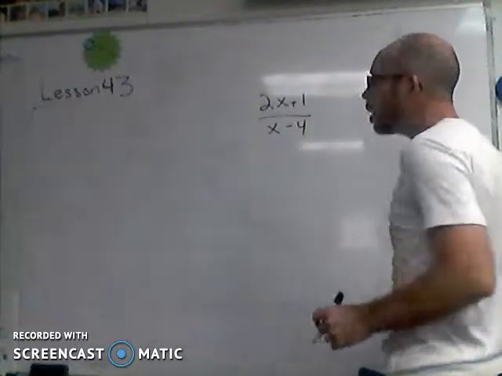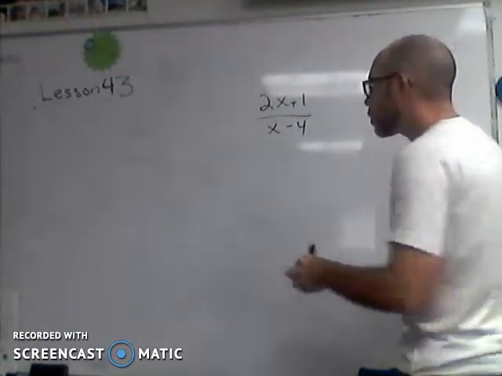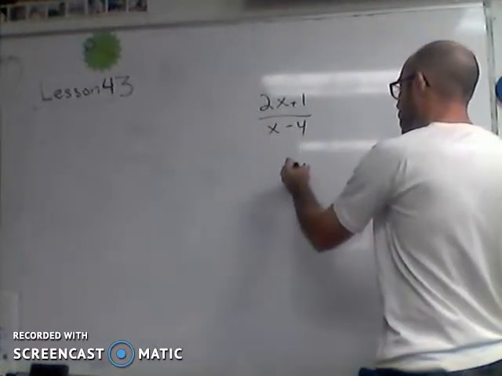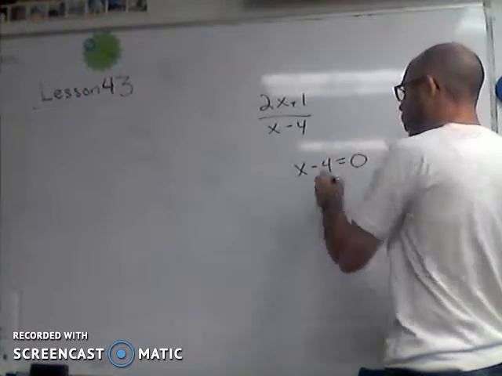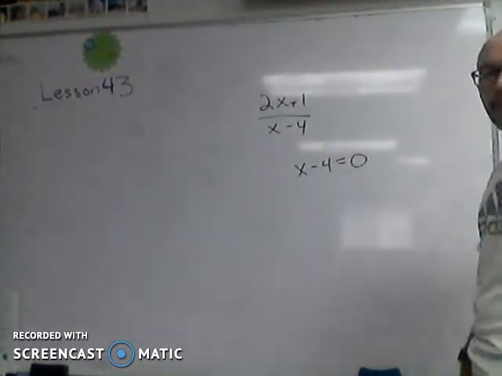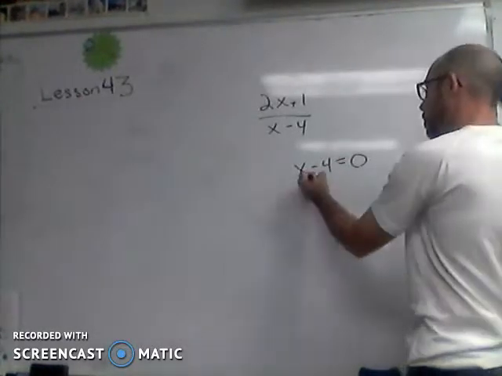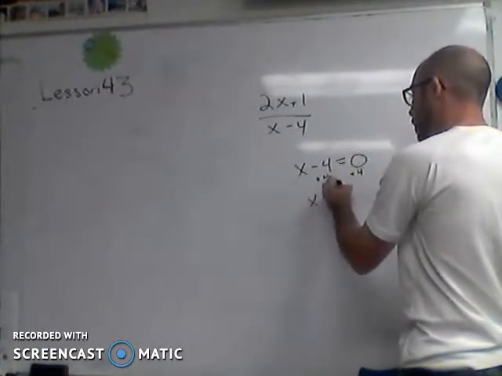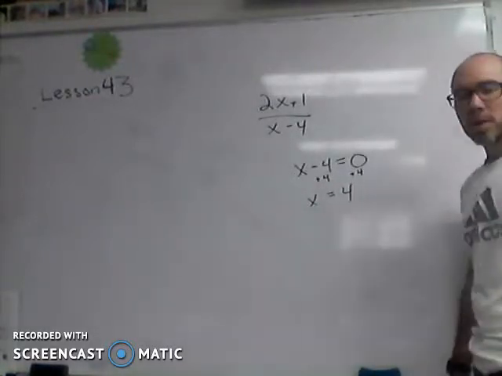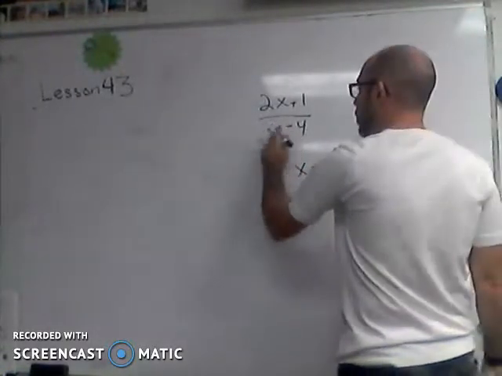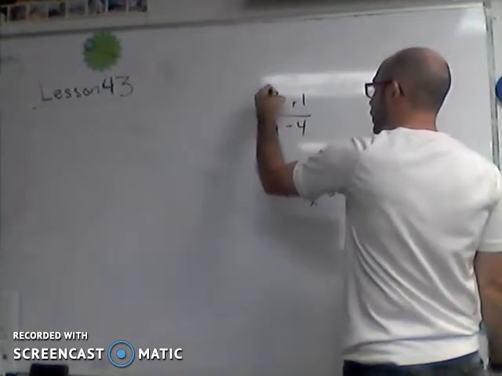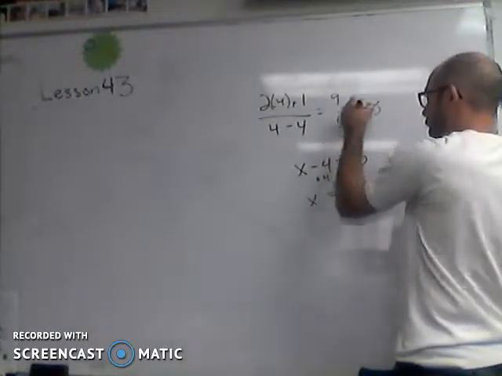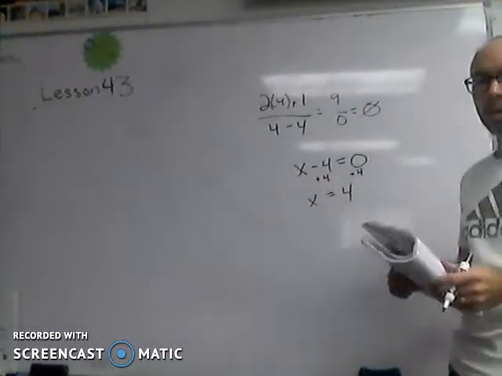X minus 4. Okay, so we don't care about what's going on the top. It can be whatever it wants to be, but in the bottom, here's what we're looking for. When is that true? What value of x will make this thing equal 0? We're just going to use our plus 4s on both sides and find out that when x is 4, this thing won't work. So we plug in a 4 here, we plug in a 4 here, the top becomes 9, but the bottom becomes 0, and that is undefined.